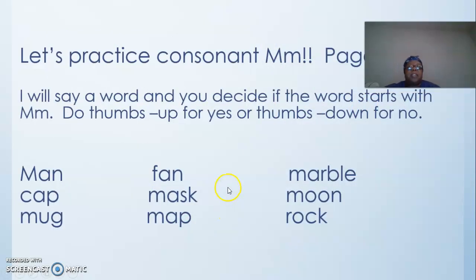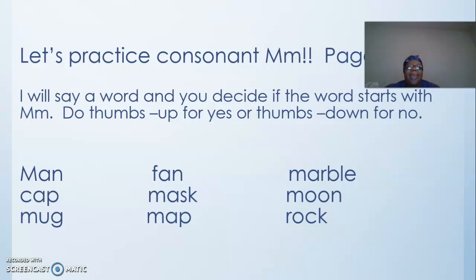Okay, let's practice consonant M, things that start with it. I will say a word and you decide if the word starts with M. Do thumbs up for yes or thumbs down for no. So, man. Is it thumbs up or thumbs down? That one is thumbs up.